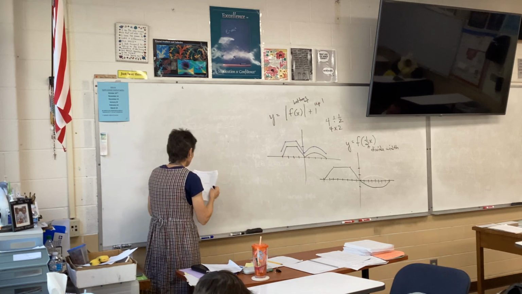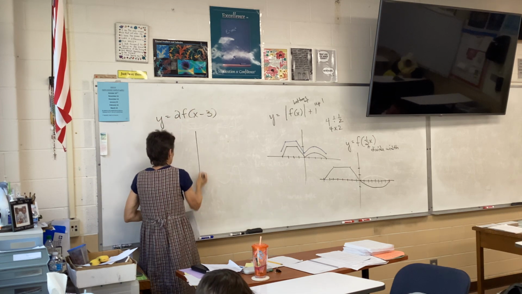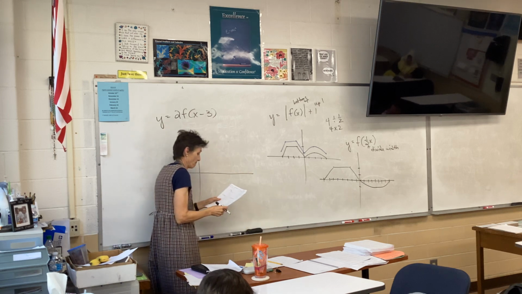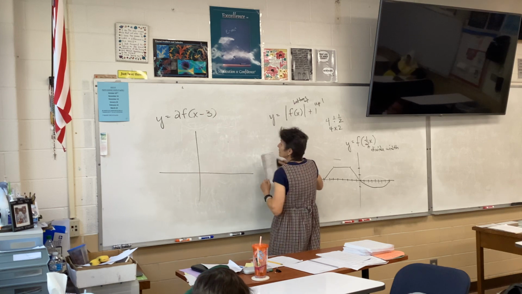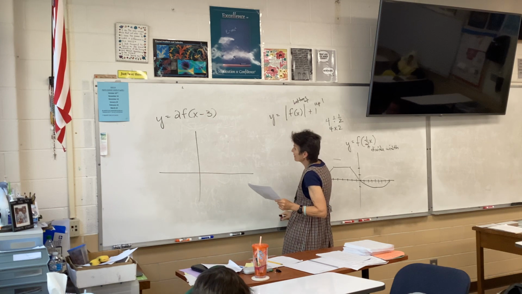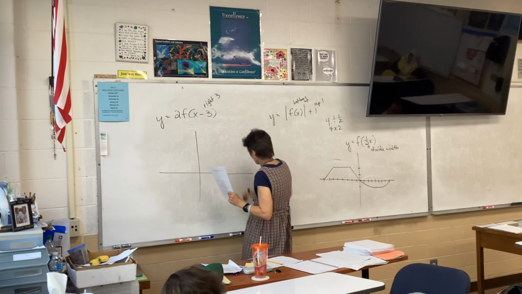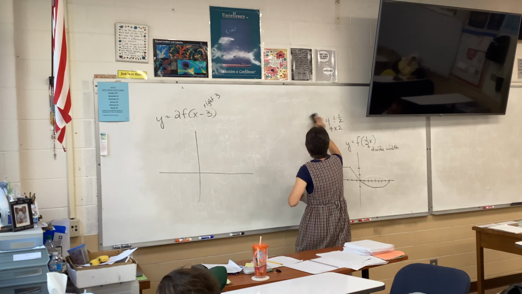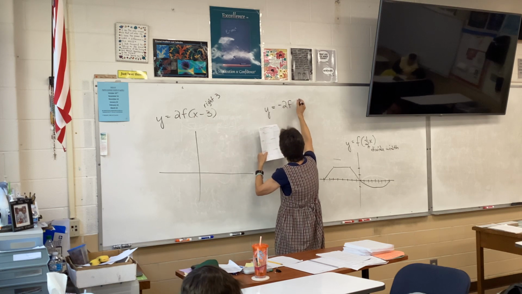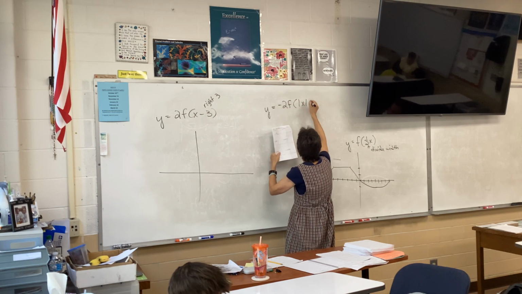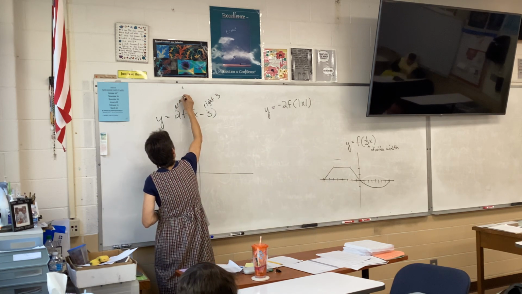Alrighty. Next. What's happening in this one? Left 3. Actually, this one is going to go right 3. And then what else happens? Twice the height. Twice the height. So we're going to multiply the height.